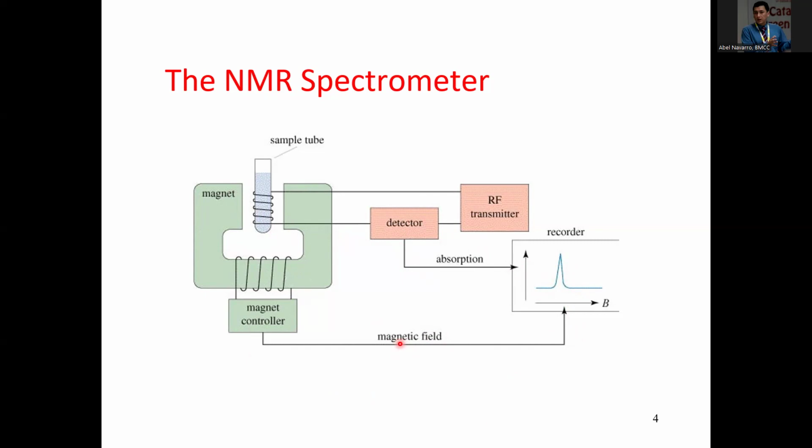Smaller molecules maybe don't need that much magnetic field because there are not that many hydrogens. But if you are trying to study, let's say, cellulose or starch, it's hundreds of hydrogens. Of course, to differentiate between one hydrogen and another, you need a stronger magnetic field.